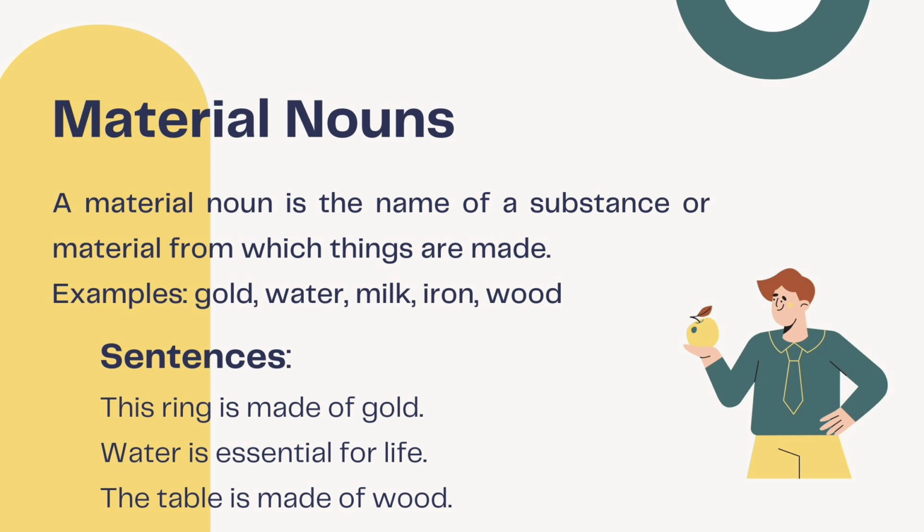Let's look at a few sentences. This ring is made of gold. Here, gold is a material noun because it is a substance from which the ring is made. Water is essential for life. Here, water is a material noun, and the table is made of wood. Here, wood is also a material noun. So, whenever we are talking about a substance or material, we can use a material noun.